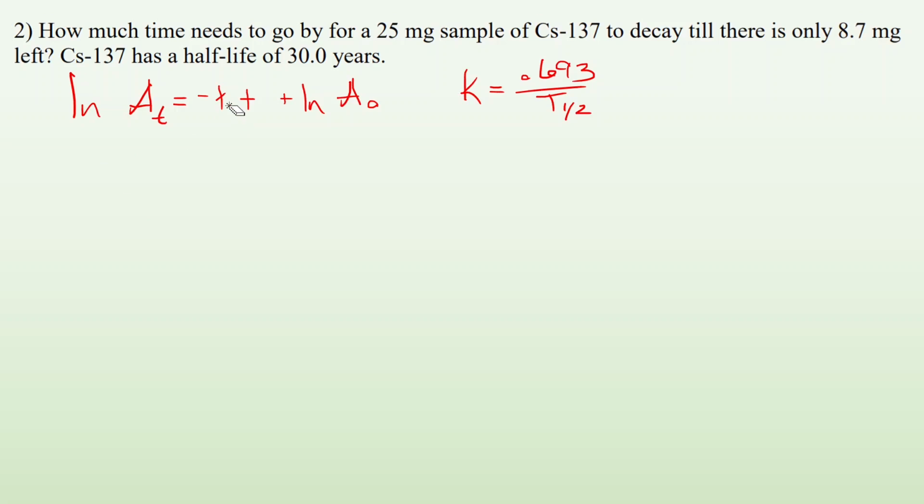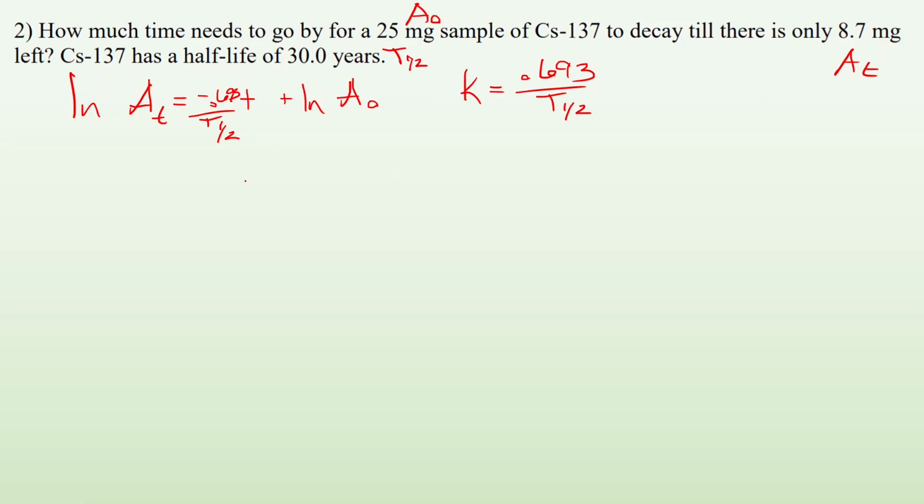Instead of negative K, I have negative 0.693 divided by T 1/2 times the time. So let's see what they tell us. I have a 25 milligram sample. That is my A0. Until there's only that much left, that's my AT. And they give me my half-life as 30 years. So that's my T 1/2. And they're solving for T.